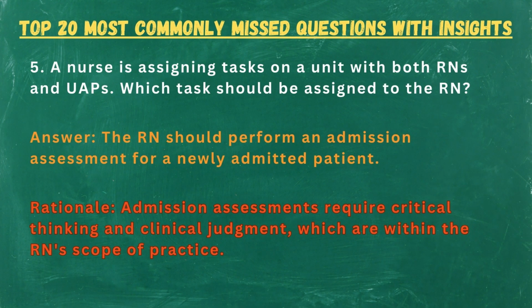5. A nurse is assigning tasks on a unit with both RNs and UAPs. Which task should be assigned to the RN? Answer. The RN should perform an admission assessment for a newly admitted patient. Rationale. Admission assessments require critical thinking and clinical judgment, which are within the RN scope of practice.